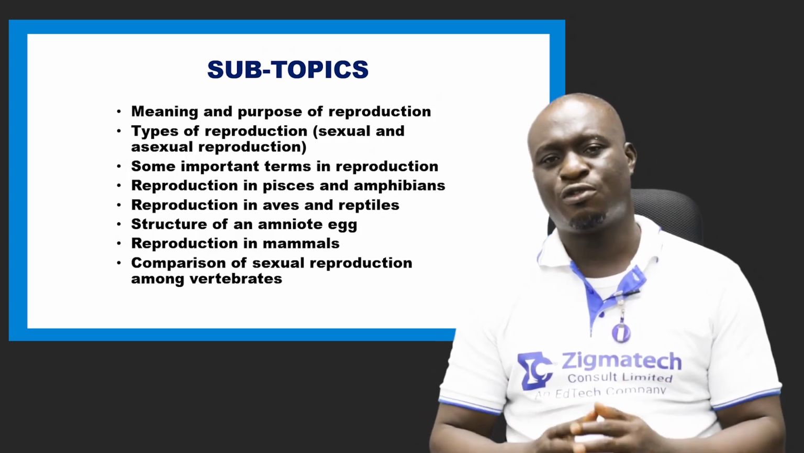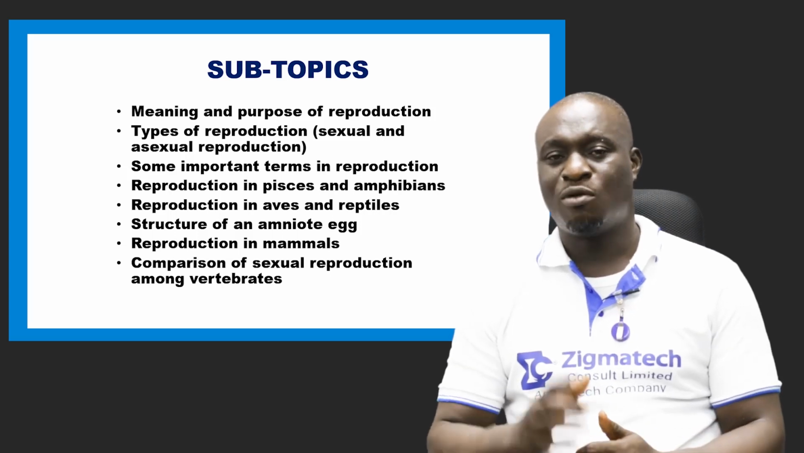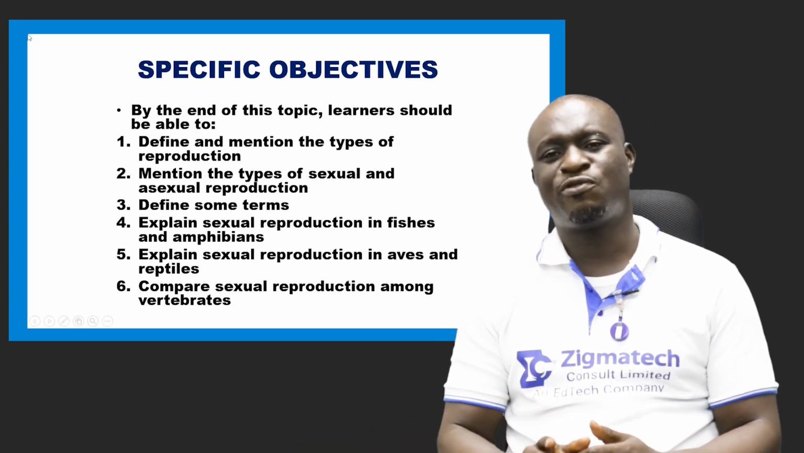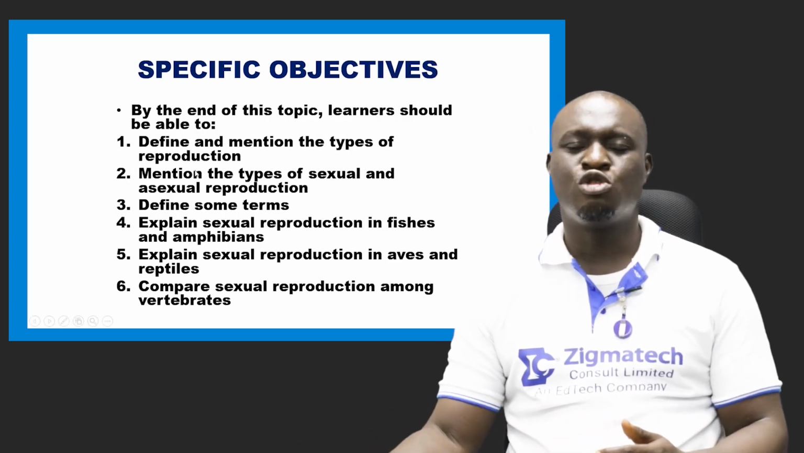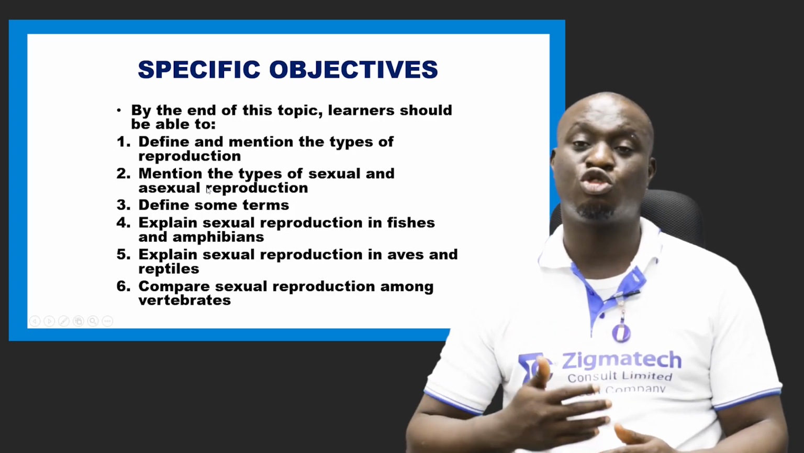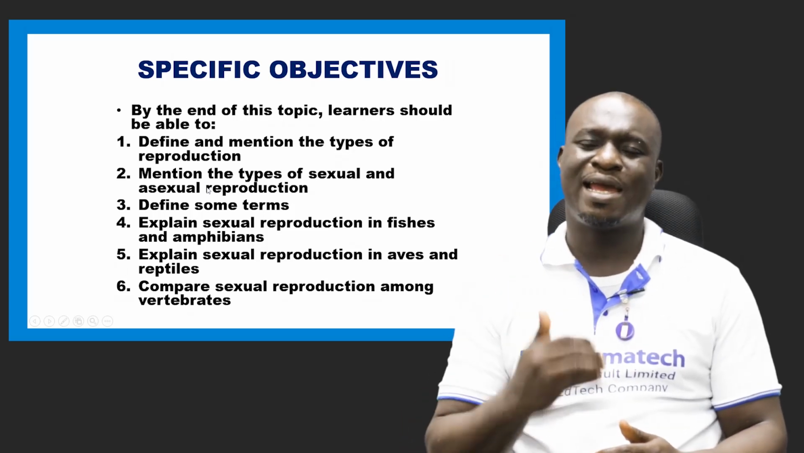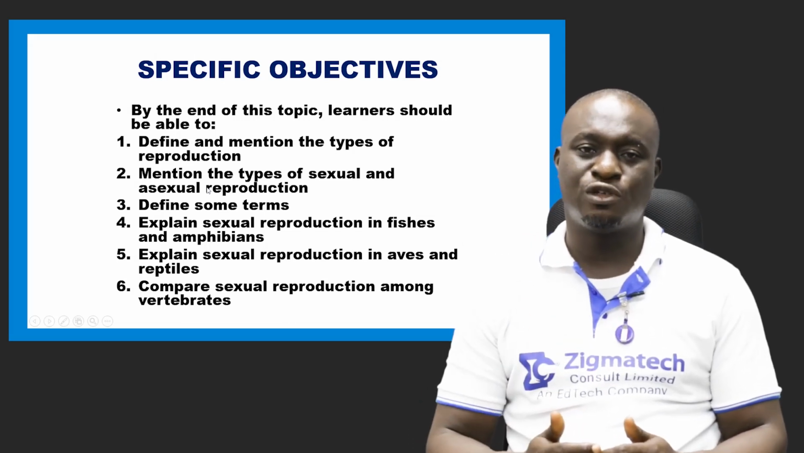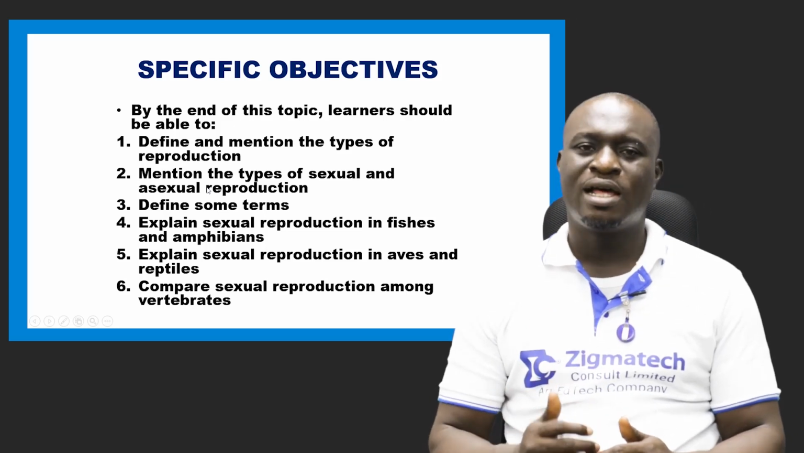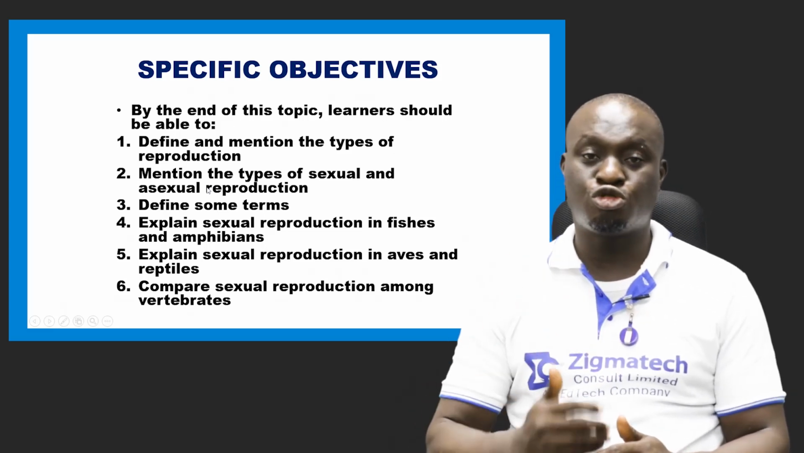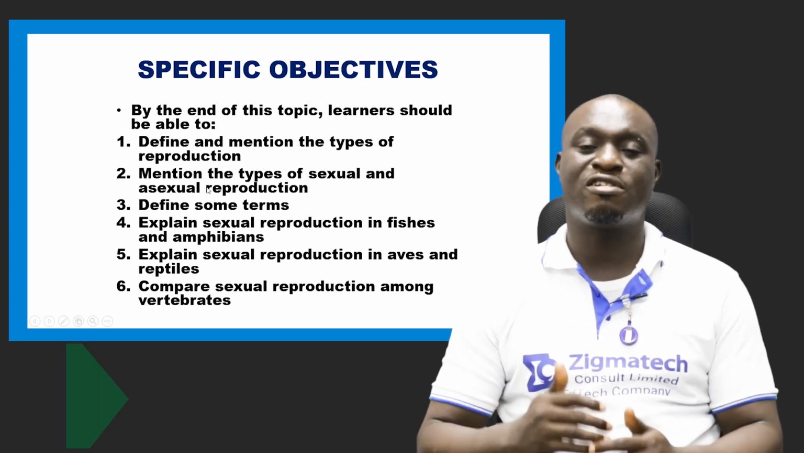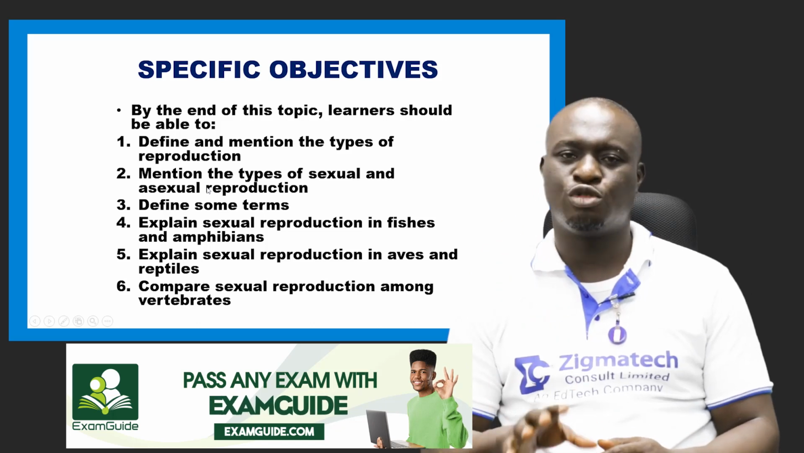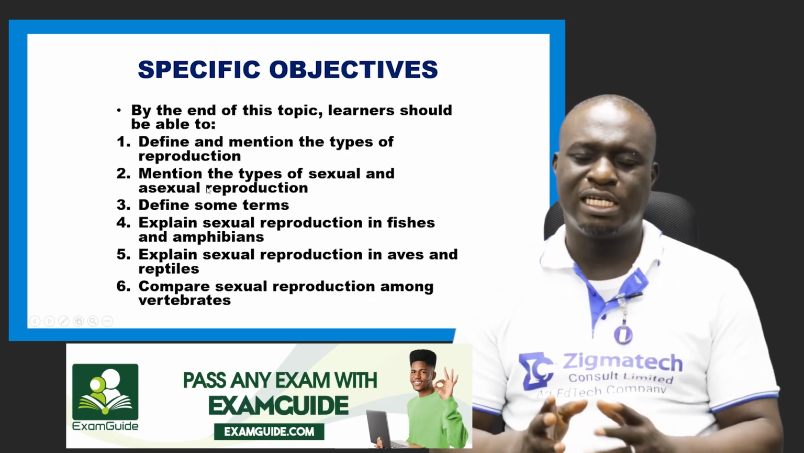Now, if you're ready for us to begin this class, I would want you to take note of the specific objectives. The specific objectives are things you should be able to answer, questions you should be able to answer at the end of this topic. Your being able to answer these questions is an indication that you have understood the topic. You know everything you need to know about this topic. And of course, these are the major areas you should concentrate on in this topic.